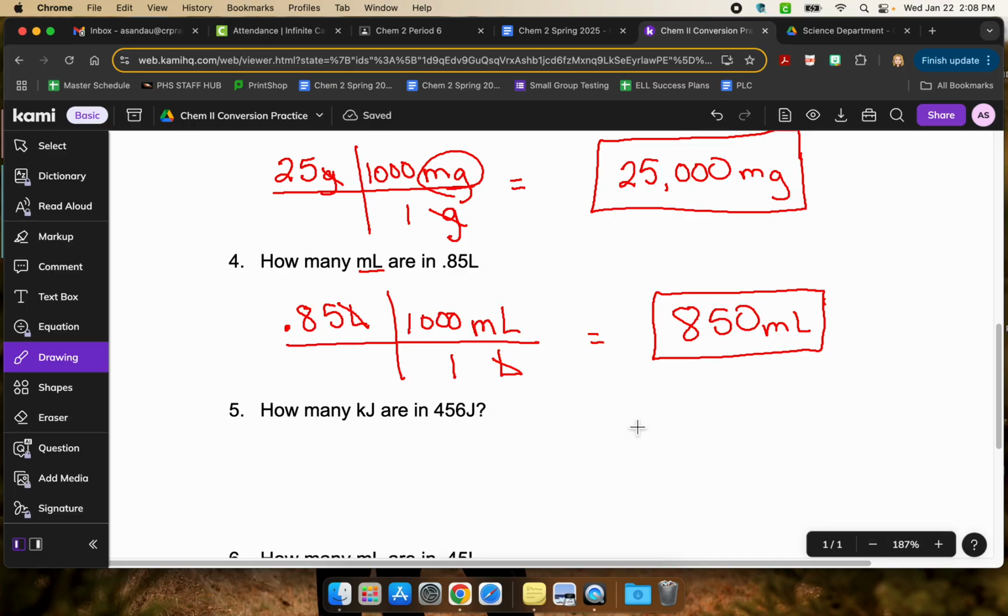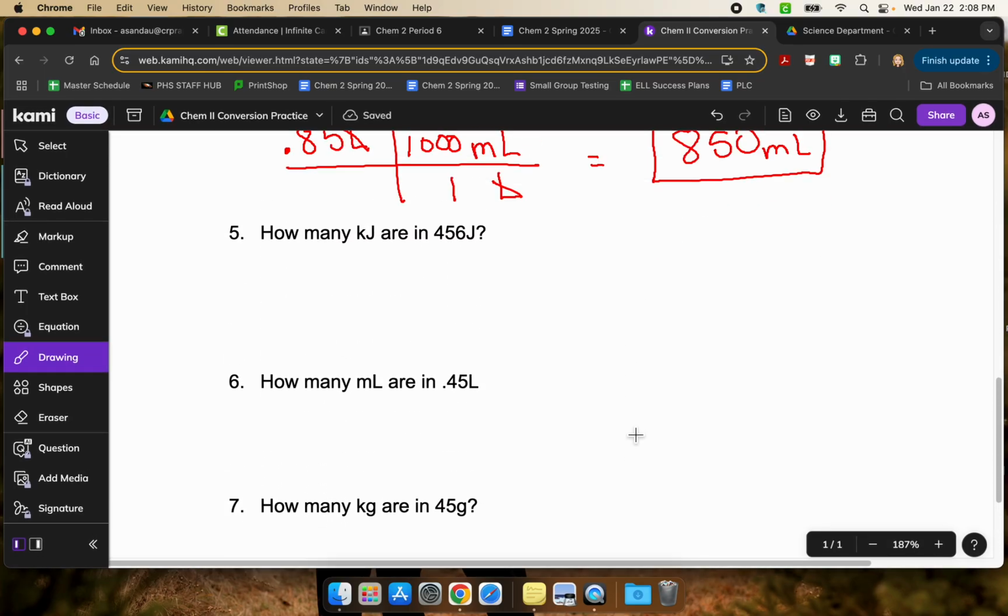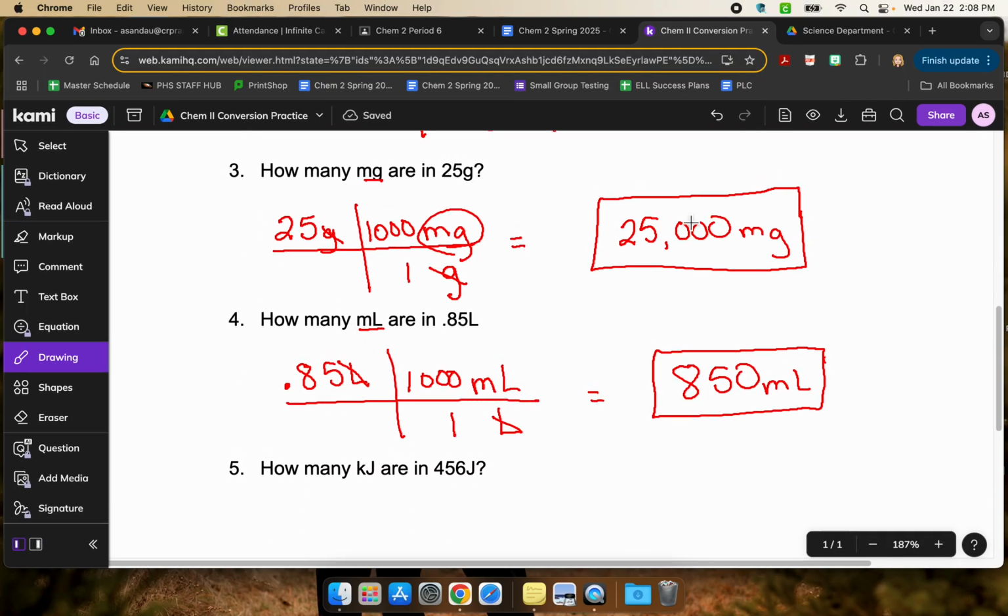Now you should be able to do the rest of this worksheet on your own and then check it with the answer key provided.